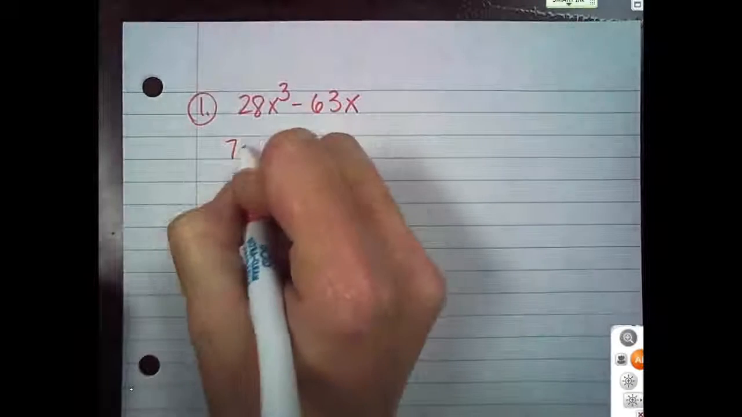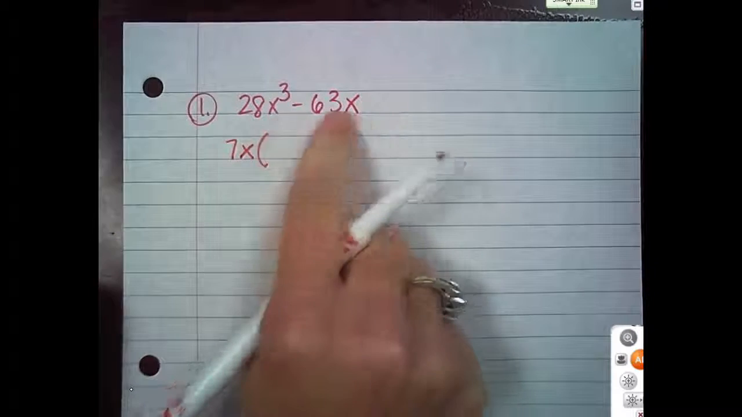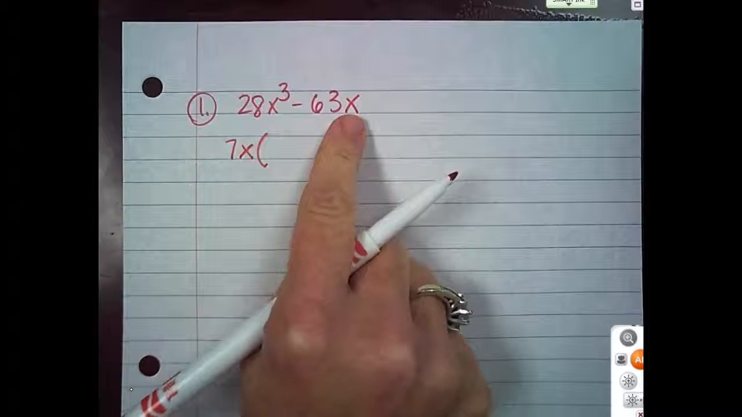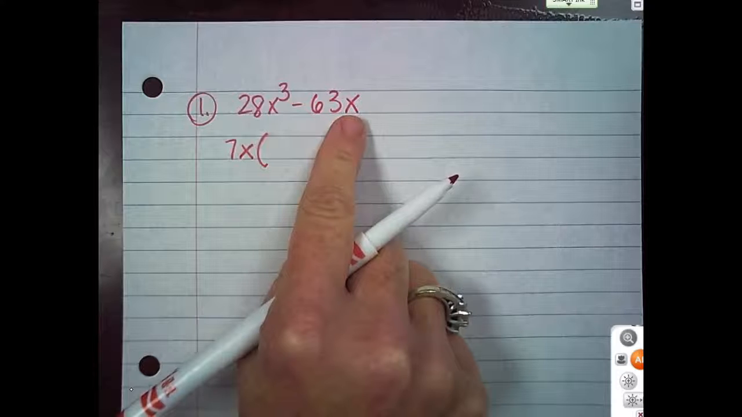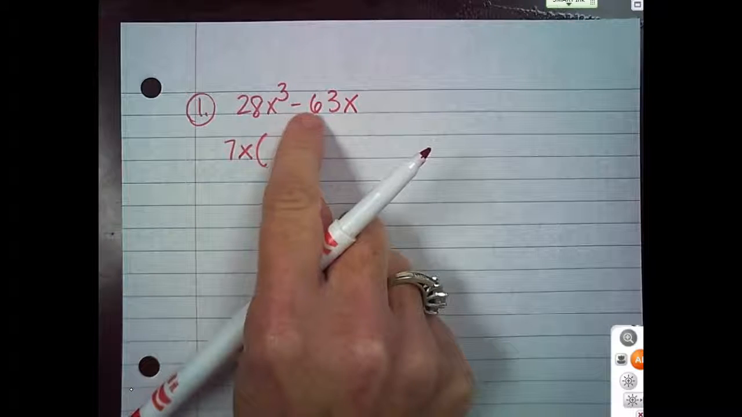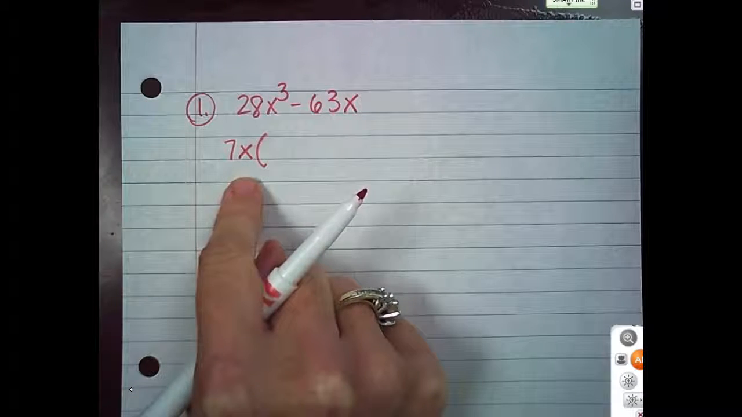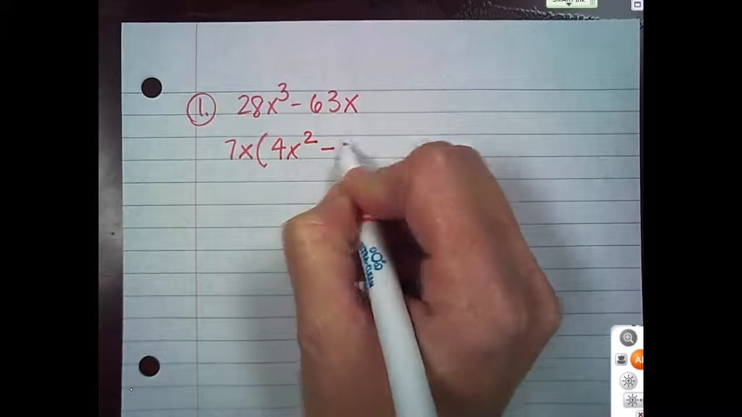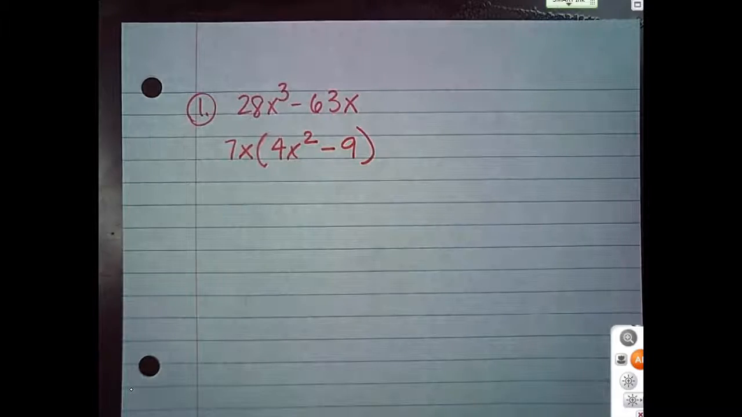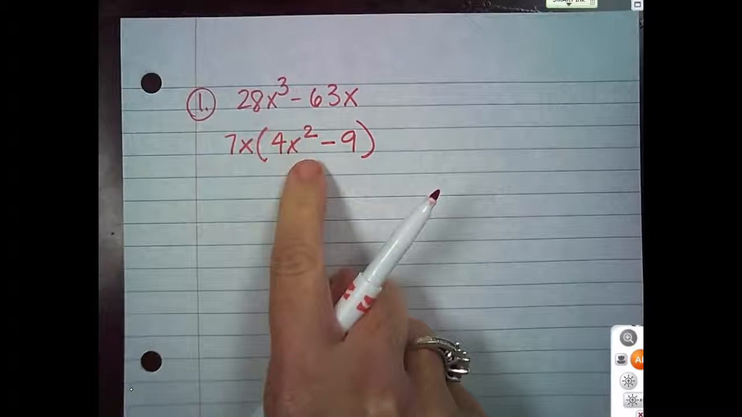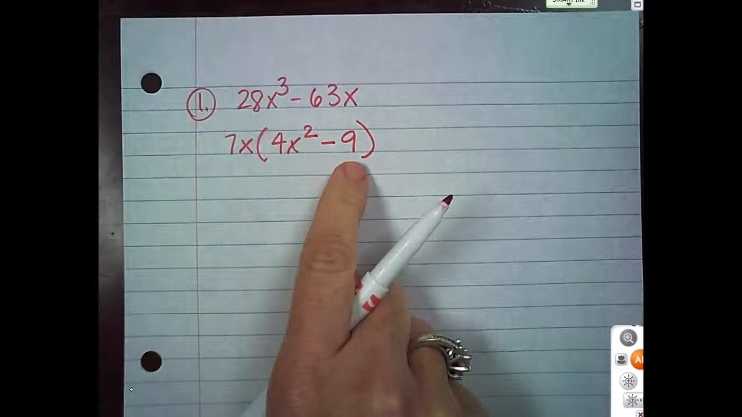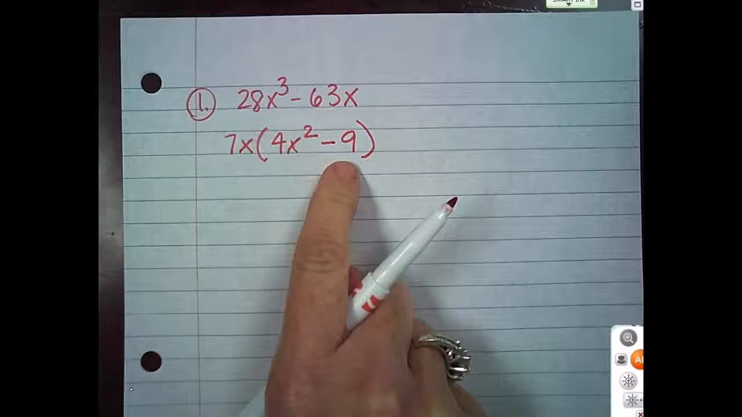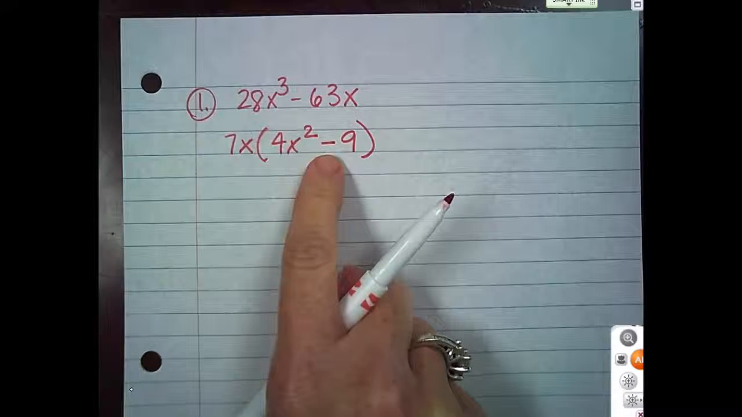If we take out a 7x, it's a binomial, when you only have 2 terms, a lot of times you're going to look and see if they're perfect squares, but right now they're not. I can take out a GCF of 7x, which gives me 4x squared minus 9. Then again, I take a look one last time, it's a binomial, and 4 and 9 are perfect squares, and there's a minus in the middle. Remember, if it's perfect squares, then it has to be a minus in the middle for it to work.